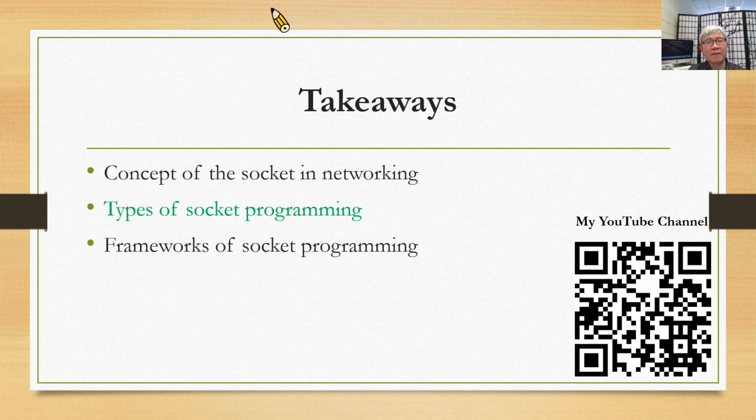Takeaways. We have discussed the concept of a circuit in networking. Using that concept, we can enable circuit programming. And in fact, we have two types of circuit programming, TCP and UDP. TCP is the reliable circuit programming, and UDP is the unreliable circuit programming. Based on circuit programming, we can have the framework for TCP and UDP.